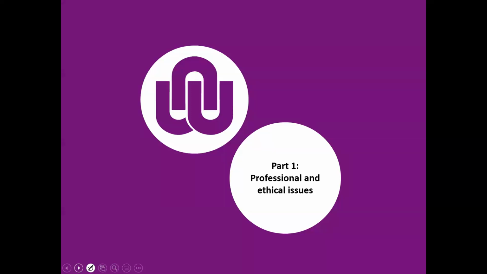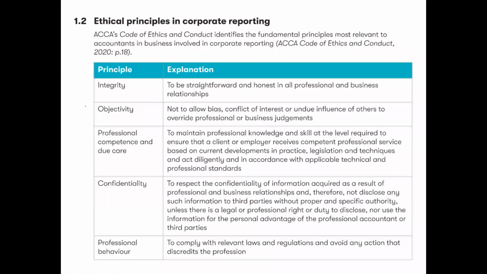Okay. So when we look at professional and ethical issues, you will need to see that there are certain ethical principles that we need to make sure we understand according to ACCA's Code of Ethics and Conduct. So you need to understand what is meant with each one of these items mentioned within this part. You need to understand what's professional behavior, what is confidentiality, what is professional competence and due care, what is objectivity, what is integrity.